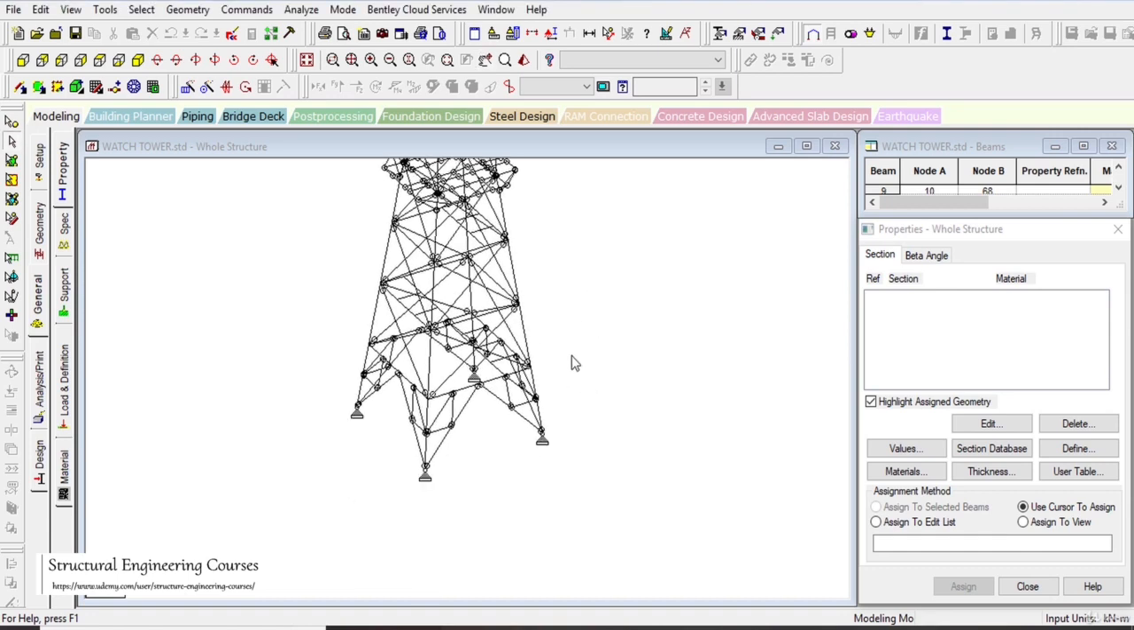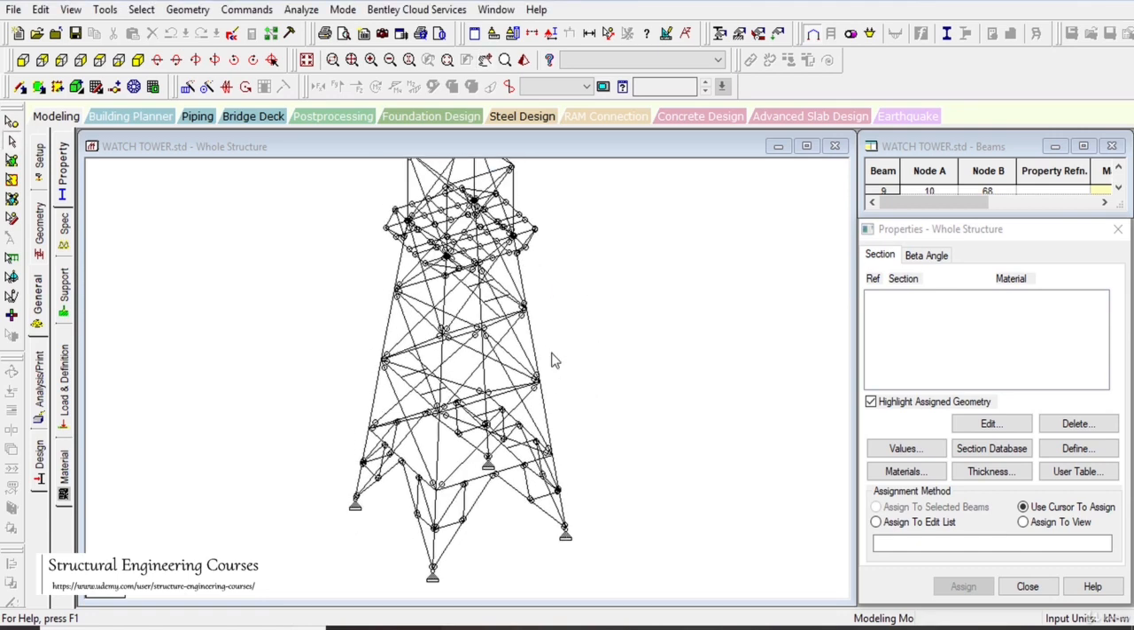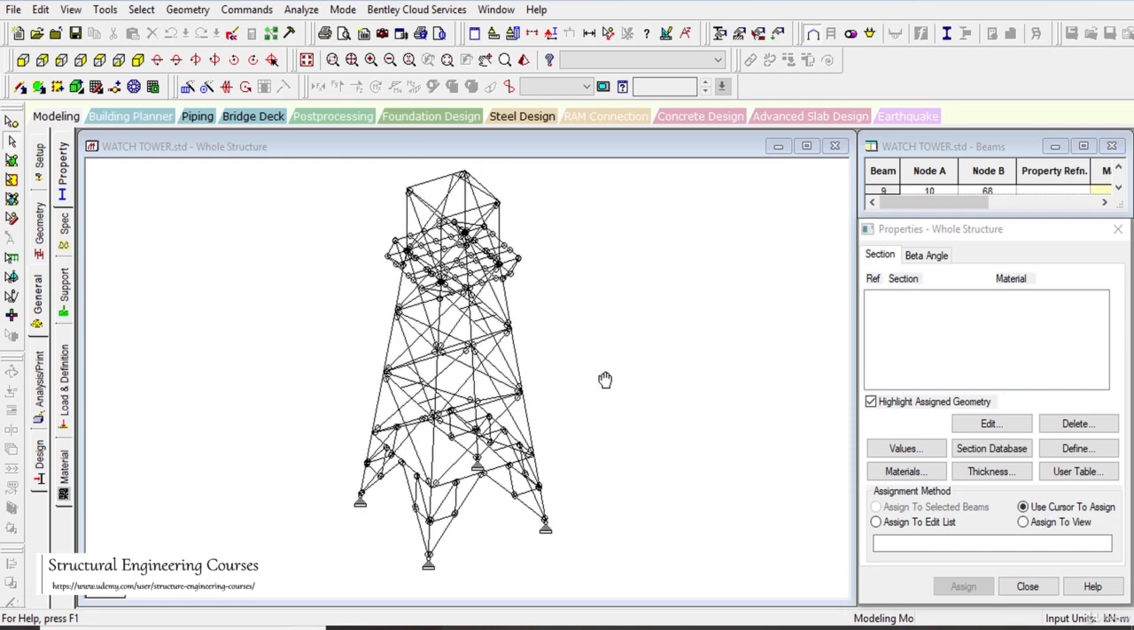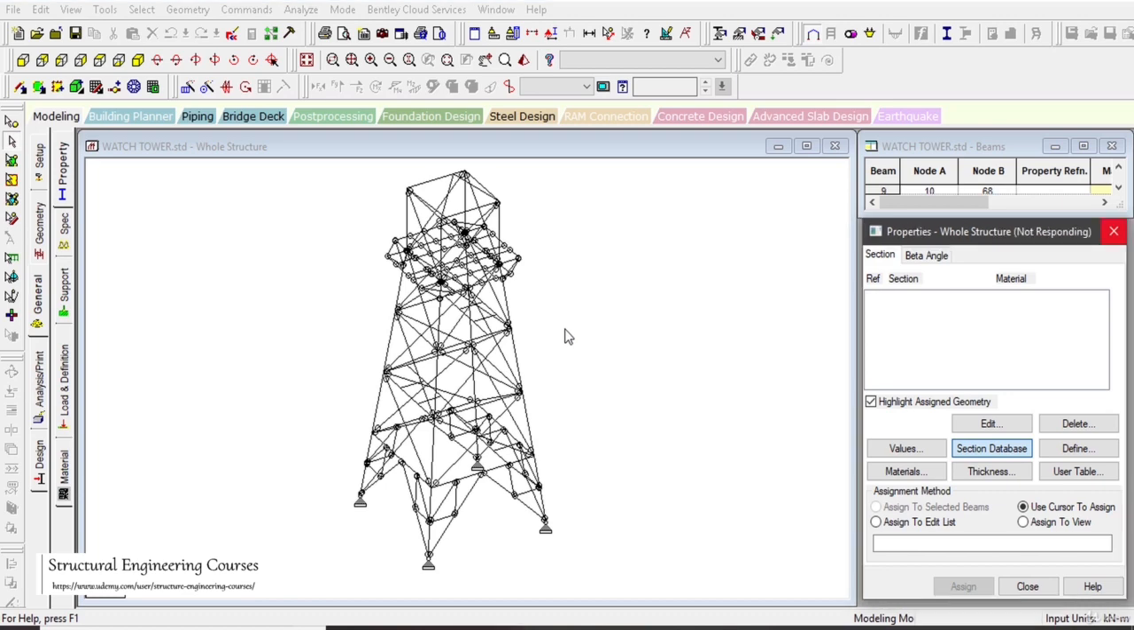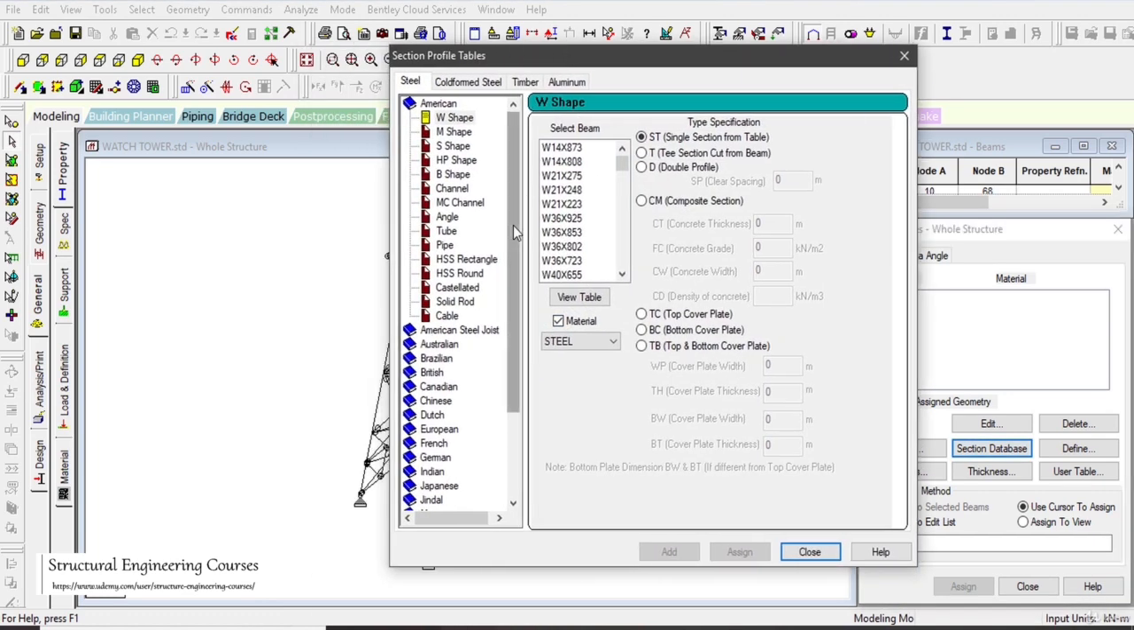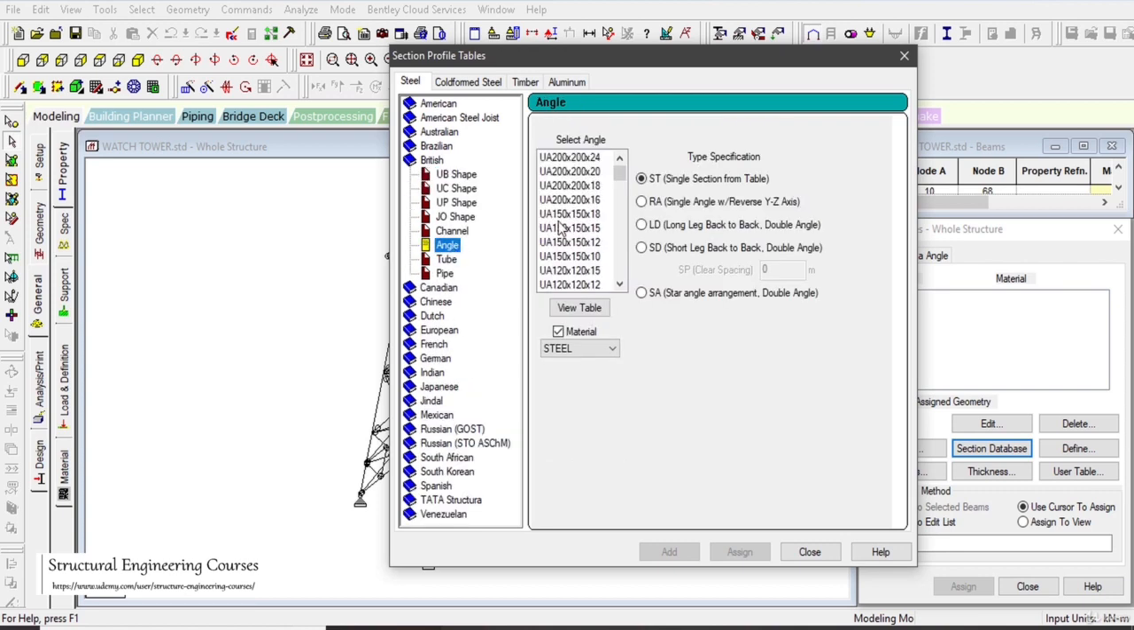In reality, you must have seen various transmission towers also. Most of them are made with the help of angle sections only, and those angle sections are either in the form of double angles or star angles. So we can left click on section database here. We can select British angle. Here we can select angles with both legs of the same size. 80-80-8 means that if we are drawing an angle section here, this dimension is 80, this dimension is also 80, and the thickness is 8 mm.